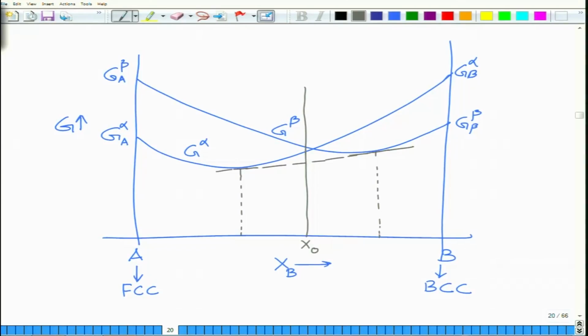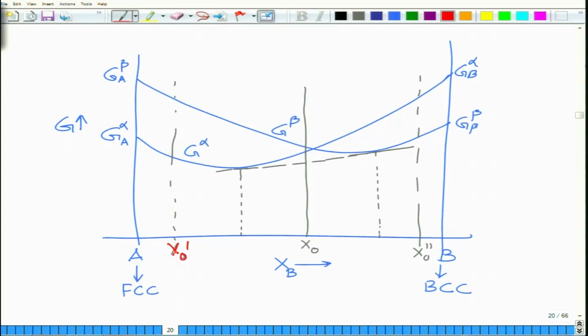Now, this is one composition. You can have another composition of the alloy here, let us say X naught prime, and another composition here, which is X naught double prime. So you can have three alloys, one with composition X naught, second with X naught prime, third with X naught double prime. Let us look first at X naught prime.